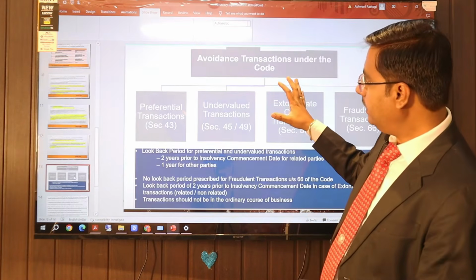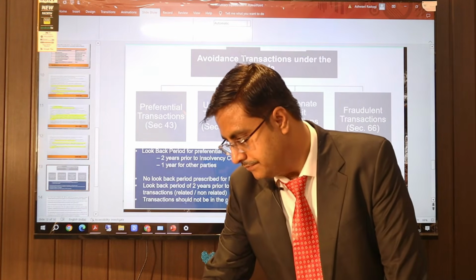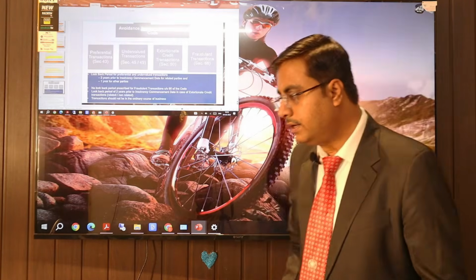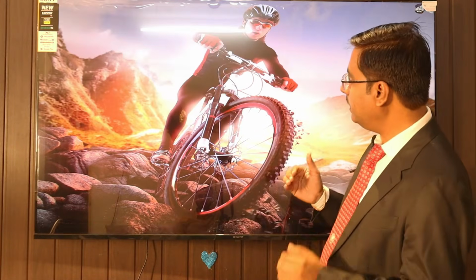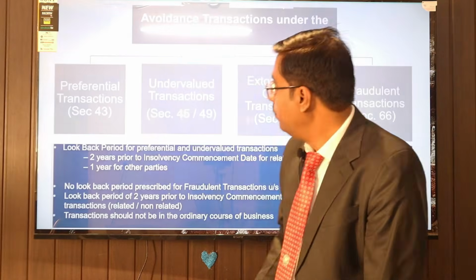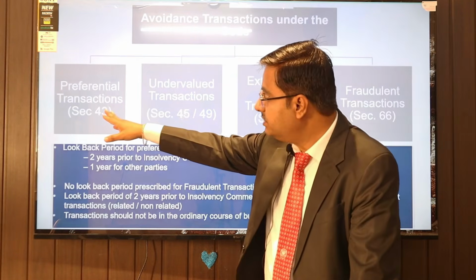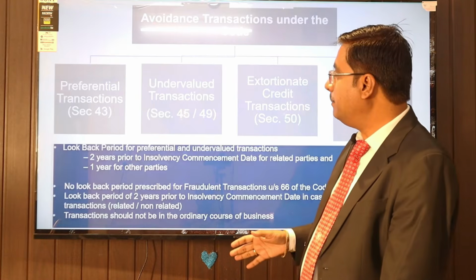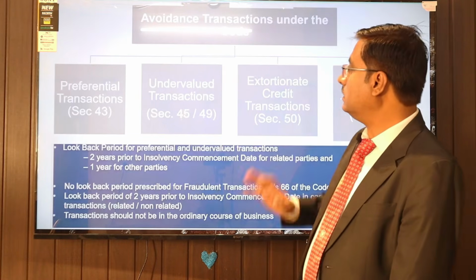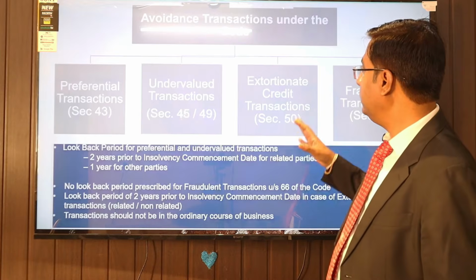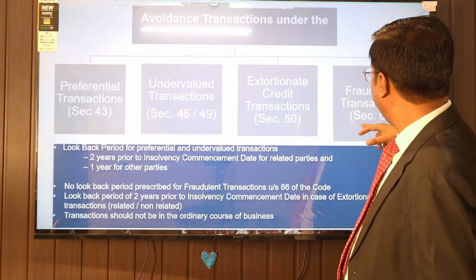So some is avoidance transaction. So the liquidator, as I said, within 45 days will decide whether there is any avoidance transaction, whether some preferential transaction has happened in the company, some undervalue transaction already happened in the company, some extortionate, some fraudulent transaction.